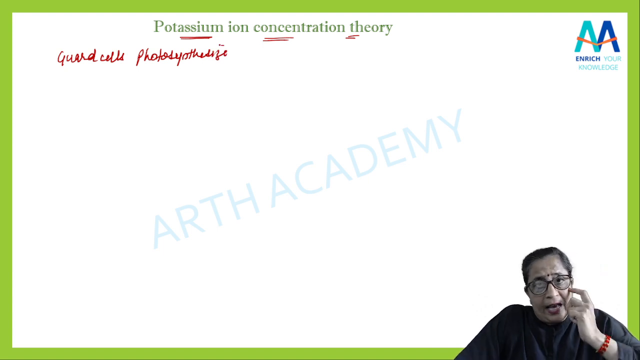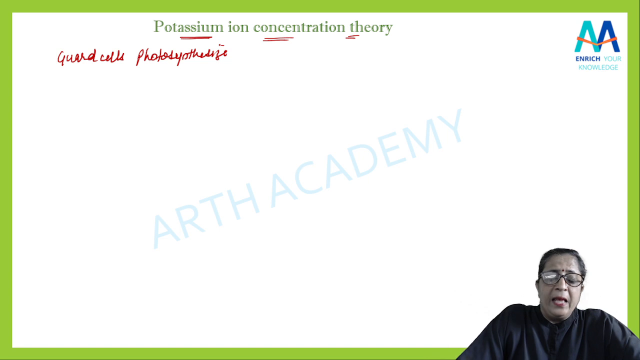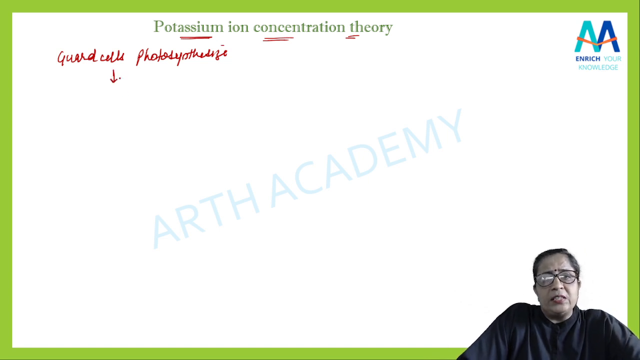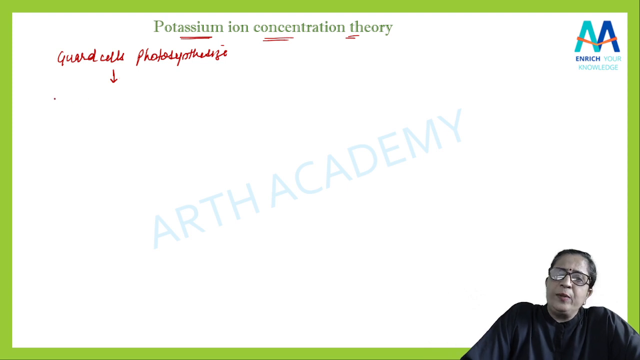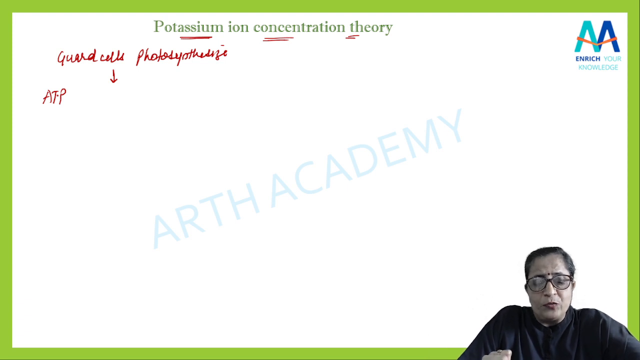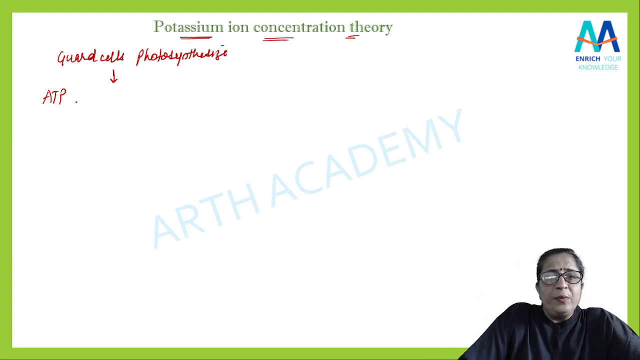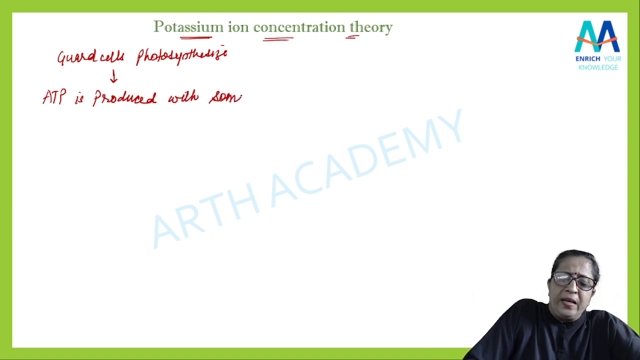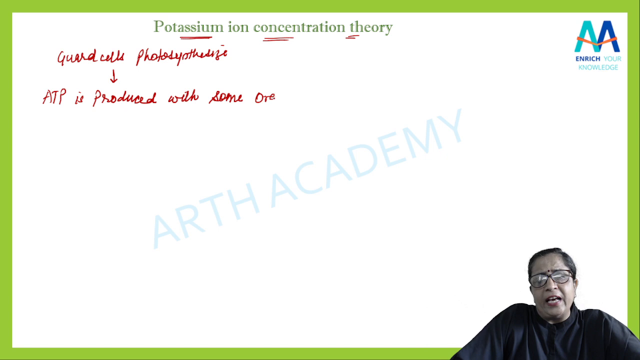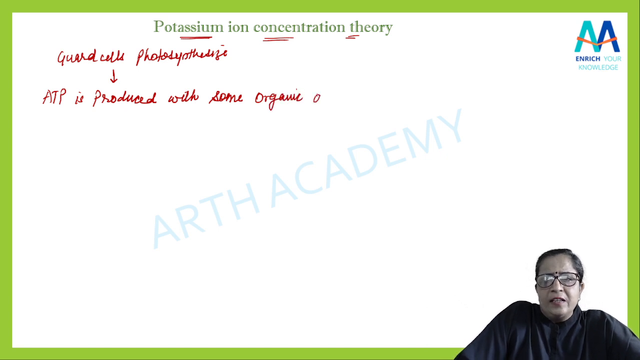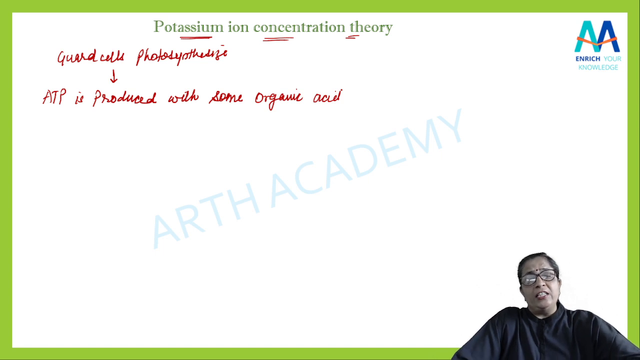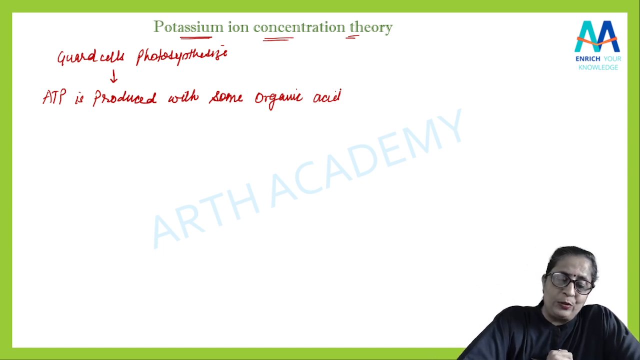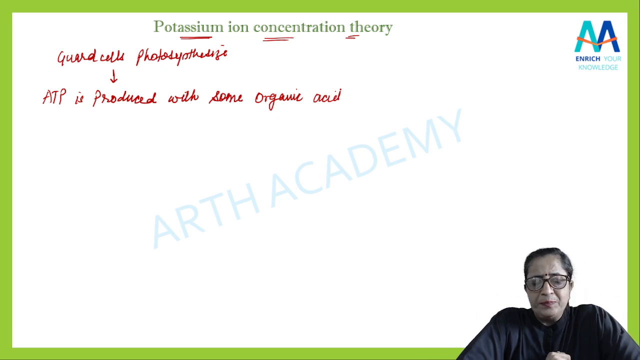Yes, because they have... क्यों? क्योंकि उनके पास क्लोरोप्लास्ट है. इससे क्या होता है? Because of the photosynthesis ATP is produced. ATP, we know, adenosine triphosphate, क्या है जिससे एनर्जी मिलता है. ATP के साथ साथ और क्या बनता है? With some organic acid. Yes, ATP तो बनेगा, ATP के साथ साथ कुछ ऑर्गेनिक एसिड भी प्रोड्यूस्ड होता है. आई होप दिस इज क्लियर.